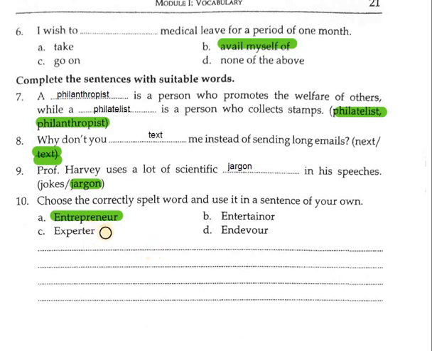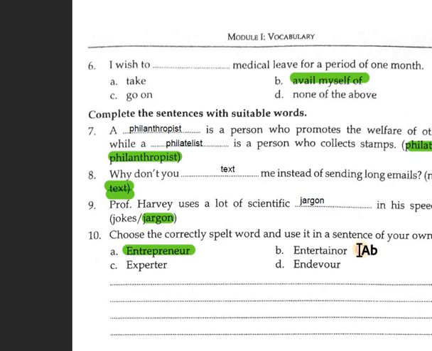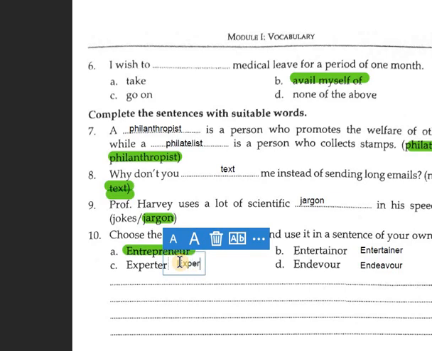Experter, I'm not sure what they meant by experter. The next is entertainer. Now, what is the right way in which you can write entertainer? This is the right way to write entertainer. You might be familiar with it. Then you have endeavor, right? And how do you write endeavor? It is ENDEAVOUR. So there is a missing U over here. And you say expert, not an experter, right?